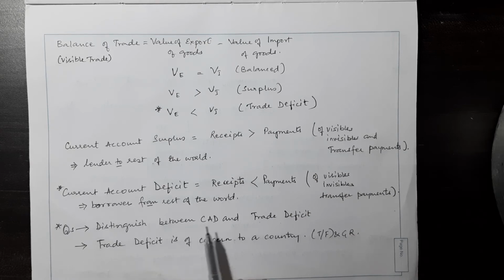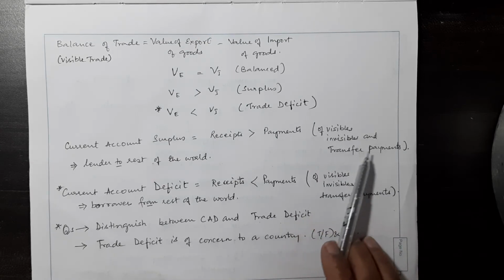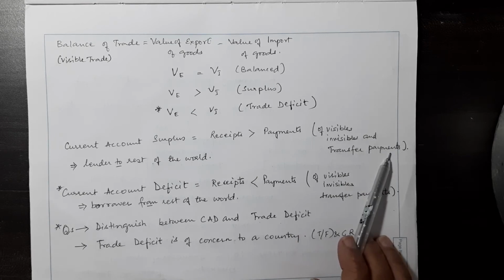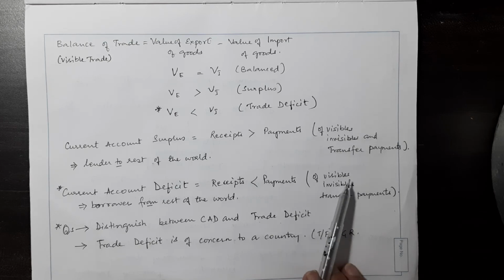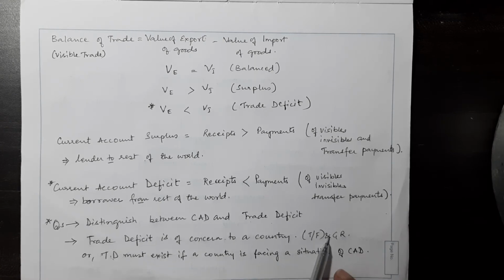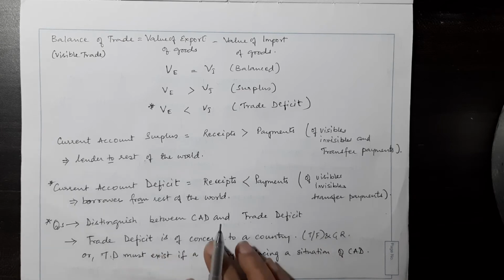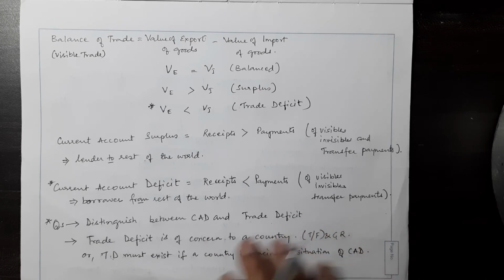Whereas current account deficit would mean a total of the receipts on the visible, invisible and the transfer payments, when it is lesser than the payments on the visible, invisible and the transfer payments. The other question that is asked is: trade deficit is of concern to a country. Is it true or false? Give reason. Trade deficit cannot be a concern because trade deficit is a part of current account deficit, and current account deficit is a broader concept when compared to trade deficit.